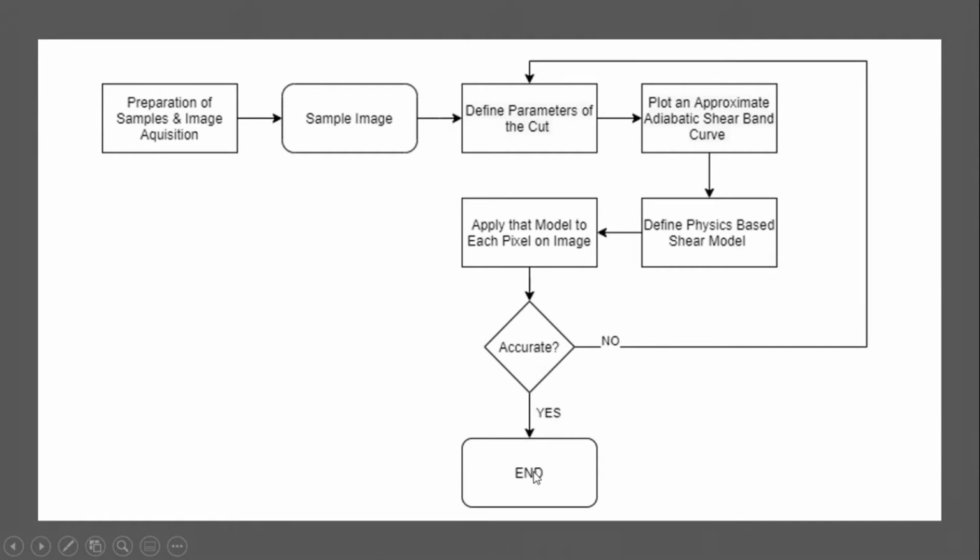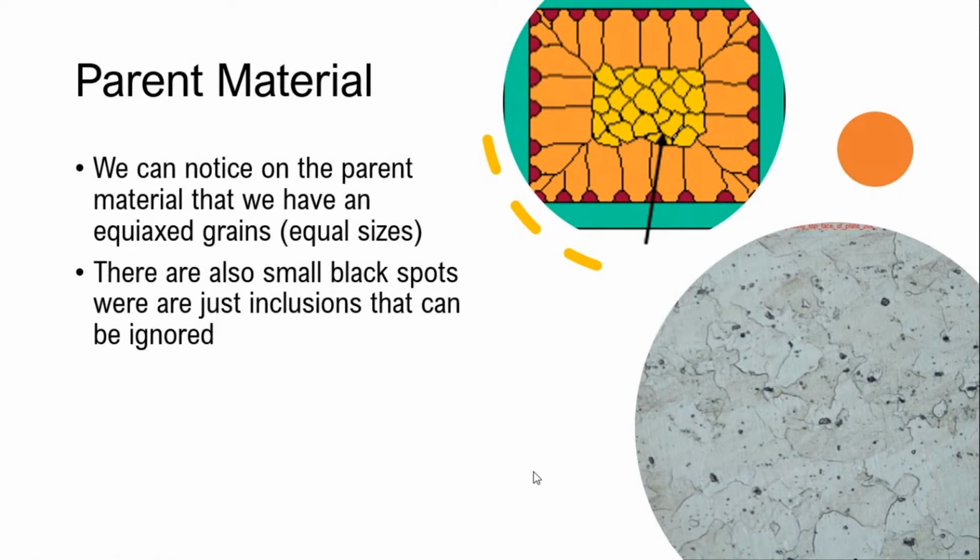That's the end. So a little bit of background on the parent material before we move forward: this is the 7075 T6 before we've machined it, before anything's happened to it, right from the manufacturer.